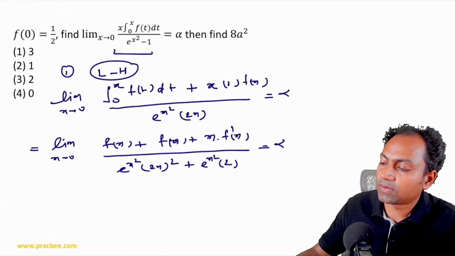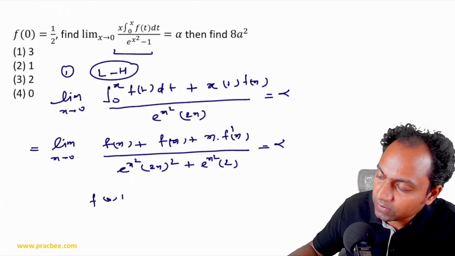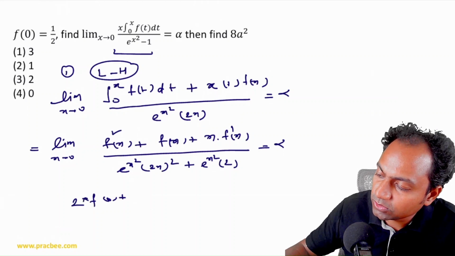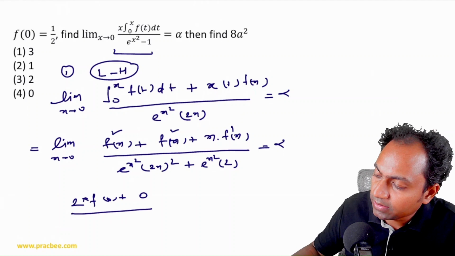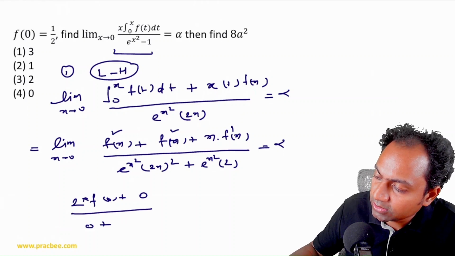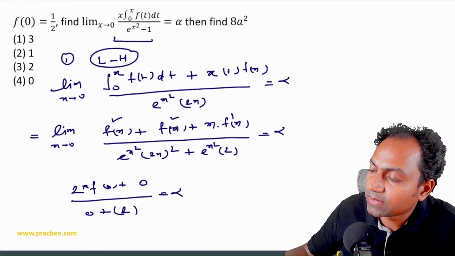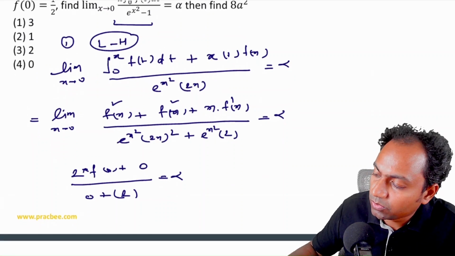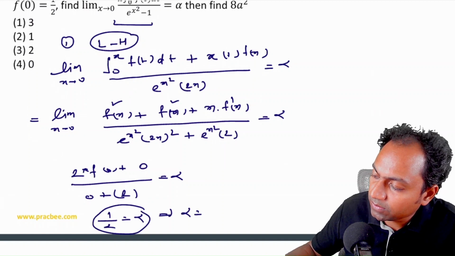This is equal to alpha. Now, if I put the value of x equal to 0 here, this will become f of 0. 2 times f of 0 because both of them would be equal. Next term will become 0. In the denominator, this becomes 0 and this becomes 2. This is alpha. Now f of 0 is given as nothing but 1 by 2. So numerator becomes 1. The value of alpha that we are getting from here is nothing but 1 by 2.